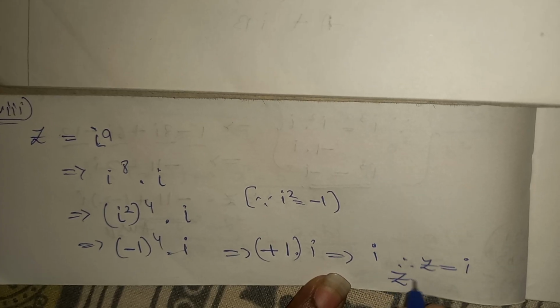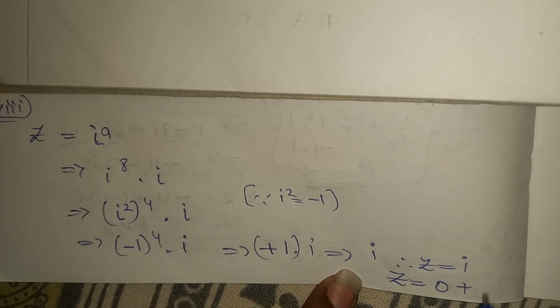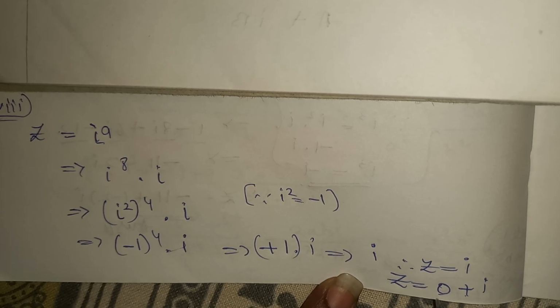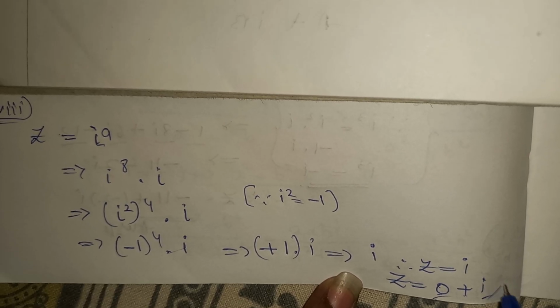We will write it as z is equals to 0 plus i, a plus ib form, where a is equals to 0 and b is equals to 1. This is the answer.